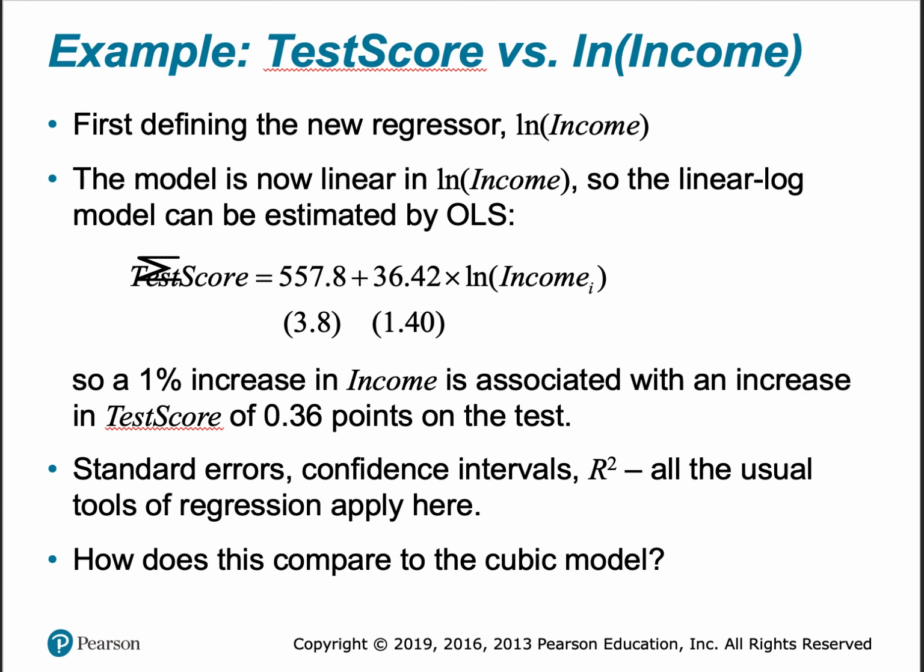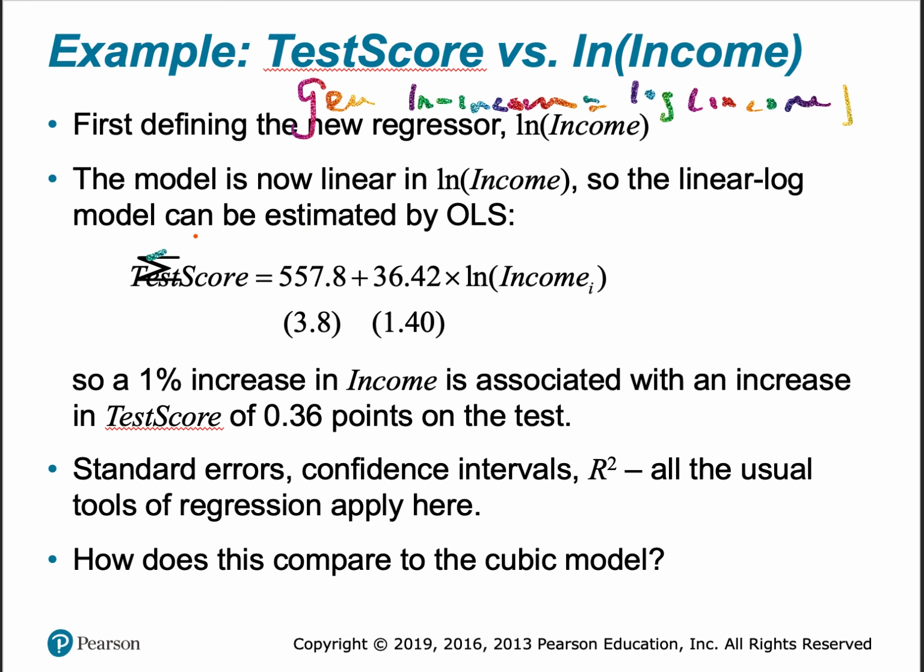Let's look at an example. The first thing that you need to do is to define a new regressor. So you would do something like gen ln income equals log of income. So you define the new regressor, natural log of income. And having generated your new regressor, the model is now linear in natural log of income. So the linear log model can be estimated by OLS.